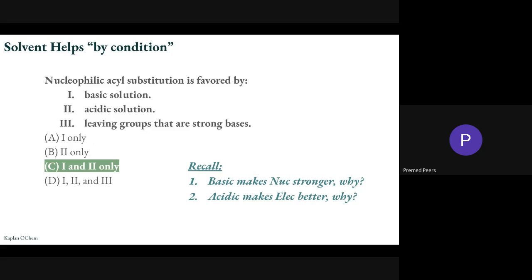And why? Again, we did this question before. We used acid, adding it into the reaction and making it faster. And then we were like, why? Because it makes the leaving group better, right? And why is it making it leave better? Because it is transposing that positive charge so that the nucleophile can attack it.